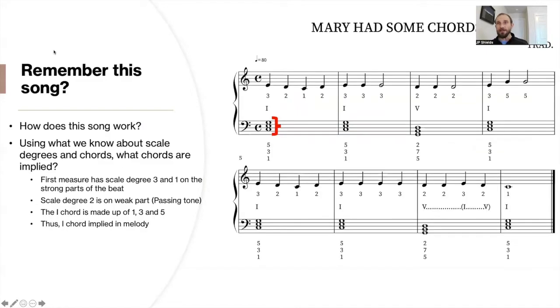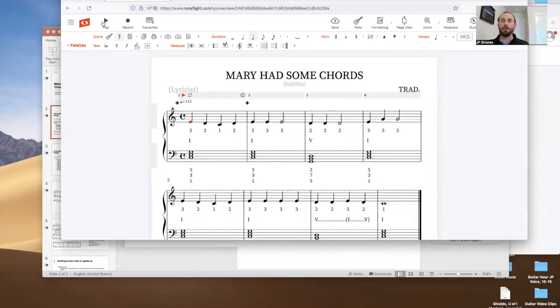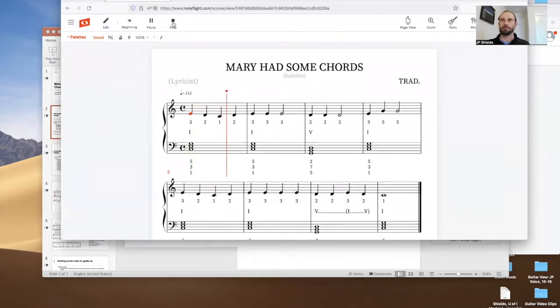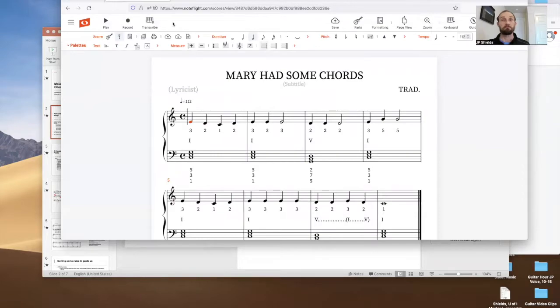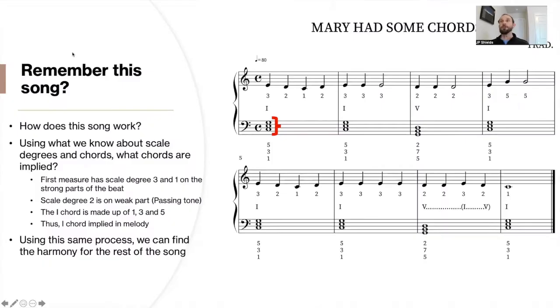So let's take a look at this with chords. And so now what we see is a 1 chord backing up the beginning part of the melody. Let's take a listen. So here's the first measure of Mary Had a Little Lamb. Sounded okay, right? So using the same process, we can find the rest of the chords.